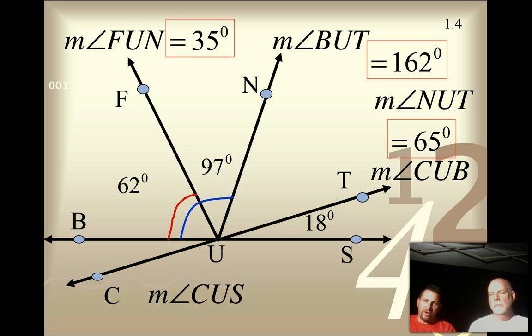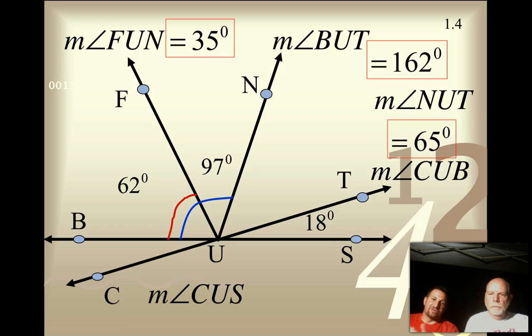And then if we wanted to find the measurement of CUB, which is down here on the left, now there's a cheat through here. We haven't gotten there yet. There's this rule called vertical angles, which says if angle TUS is 18 and they're two straight lines, then angle BUS is its vertical or its opposite, and it is also 18. But we're not supposed to know that.